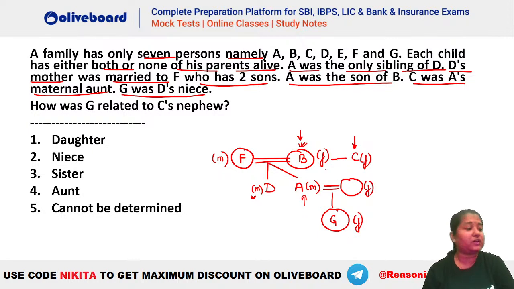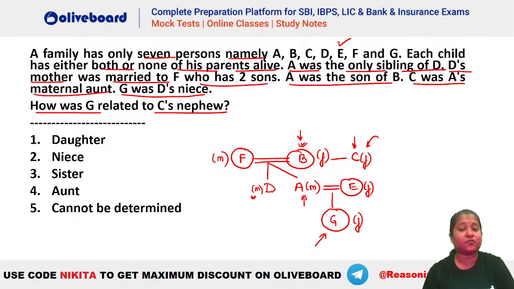Now who is the only person remaining in this particular tree? You can see the only person remaining in this family tree to be named is your E. So E will be the wife of A. ठीक है, तो ये आपका family tree बन गया. Now the question is, how is G related to C's nephew? G कौन है? ये है. C कहाँ है? ये है. C का nephew कौन है?